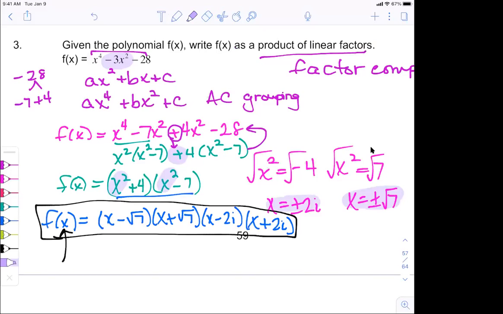So don't always just think I have to use synthetic division. This is like the old school method, factoring. Still works. So, questions on number 3.